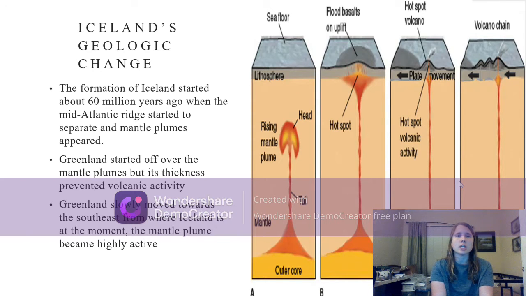Iceland's geologic change. The formation of Iceland started about 60 million years ago when the Mid-Atlantic Ridge started to separate and mantle plumes appeared. Greenland started off over the mantle plume, but because of how thick it was, it prevented volcanic activity. Greenland slowly moved towards the southeast from where Iceland is at this moment, and the mantle plume became very active.